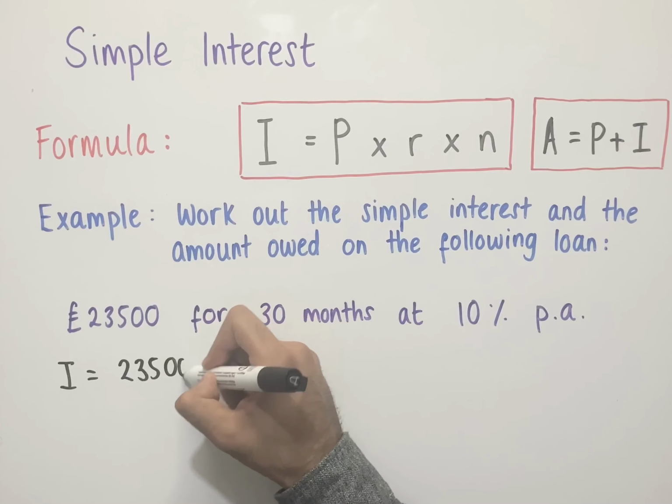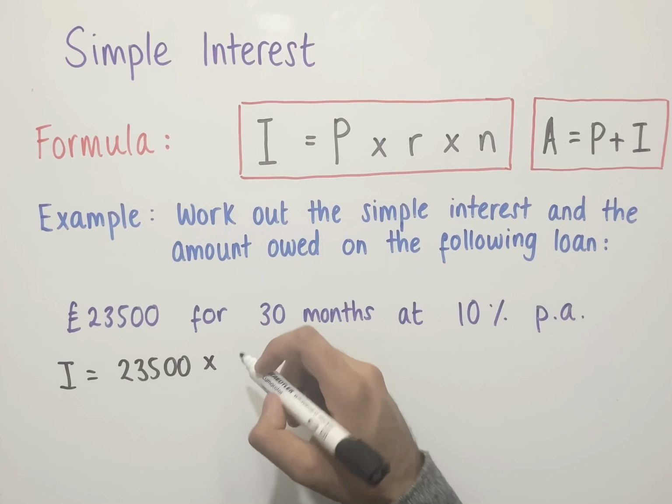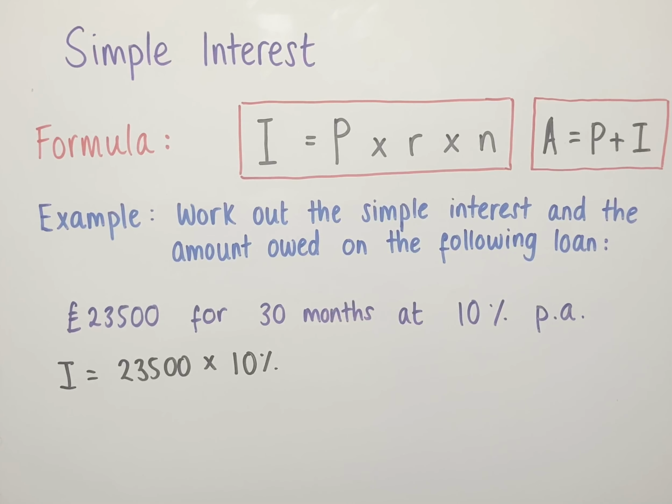£23,500 multiplied by the interest rate. So our interest rate is 10%. We can write that as a decimal as 0.1, or we can use the percentage as 10%. So let's use the percentage this time. And then we multiply it by n, which is the number of years. Now in the question, we've been told the time that the loan has been borrowed for in months. We need to convert this into years.